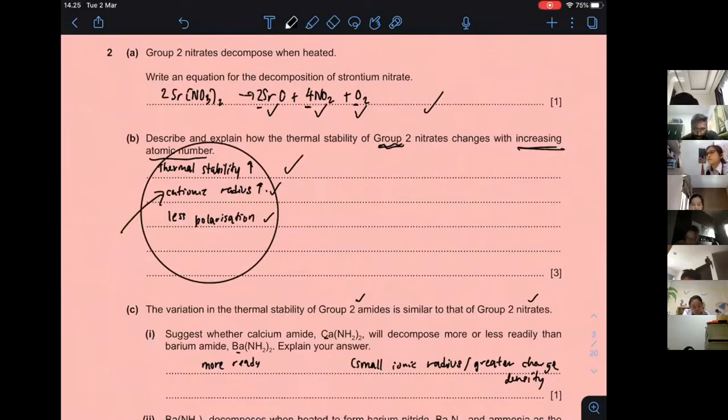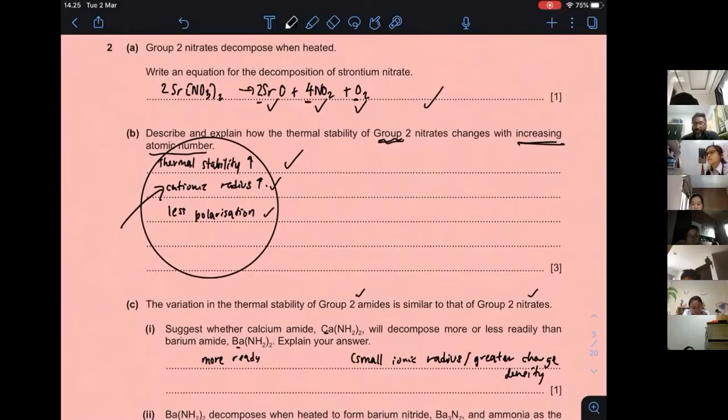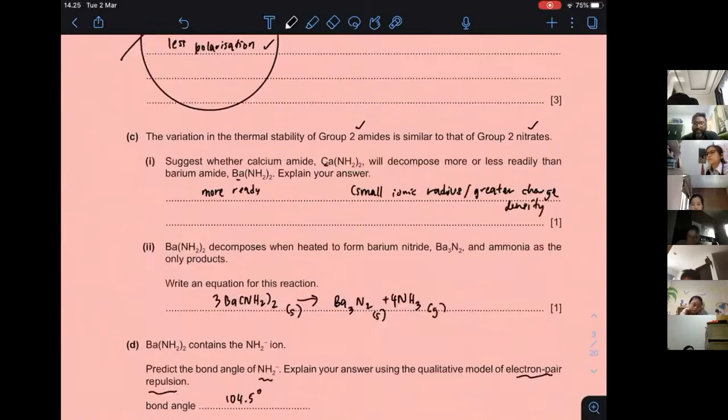Now, C. The variation in the thermal stability of group 2 amides is the same as the group 2 nitrates. This is important because they are testing something that is not in the syllabus. We don't actually look into the thermal stability of amides. But they already say it's going to be similar, so we just need to evaluate only. We learn about carbonates, we learn about nitrates, and now they are extending it to amides, but they are telling us it's similar.